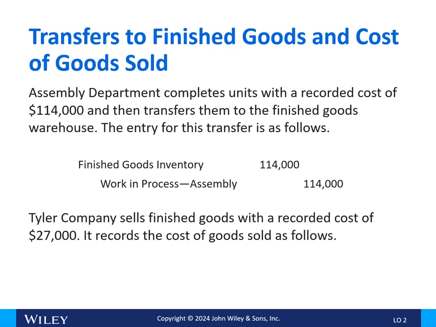And then finally, when we sell goods, in this case, we're selling finished goods with a recorded cost of $27,000. The cost of goods sold entry is like we've seen before, debit cost of goods sold, credit finished goods inventory. As part of the sale, you'd also have accounts receivable and sales revenue, but we're ignoring that in this example.